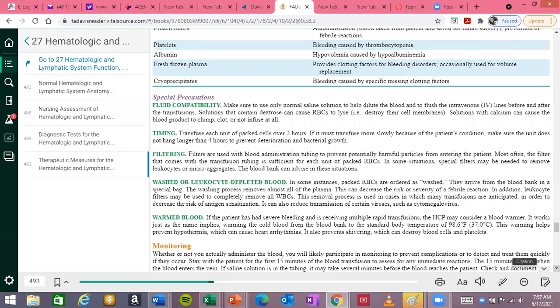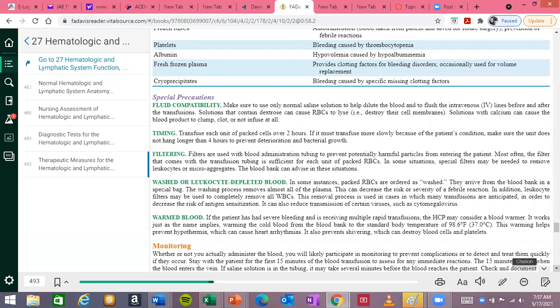And it talks about filtering, where filters can be used with a blood transfusion to prevent different particles from entering the patient's body. And they can warm blood. Some blood can be in the freezer where it's cold, and sometimes the blood has to be warmed, because if it's too cold, it can cause a transfusion reaction.